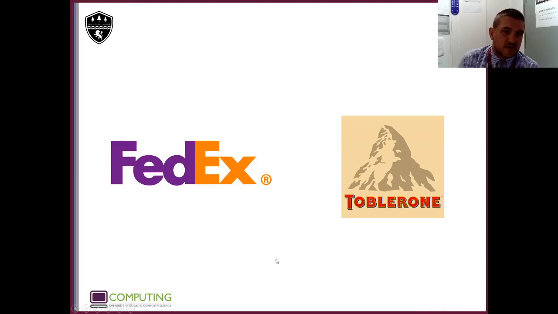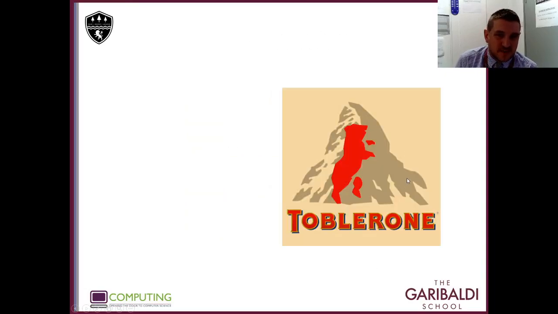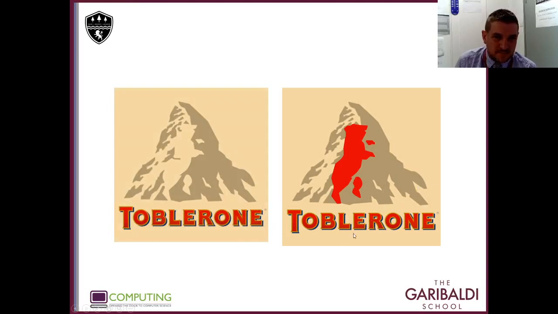So if we first of all look at FedEx, hopefully you spotted that there is an arrow in the sign. Now, I'd seen the FedEx logo for years and years and years, and I'd never, until I did this lesson, and Mr. Chatton showed me, I'd never ever seen an arrow in it. And now, you can never look at a FedEx logo without seeing the arrow. So it's quite a clever one there. And then the next thing we're going to have a look at is the Toblerone one. Did you spot the bear? In the mountainside, in the snow, there's a bear hidden.